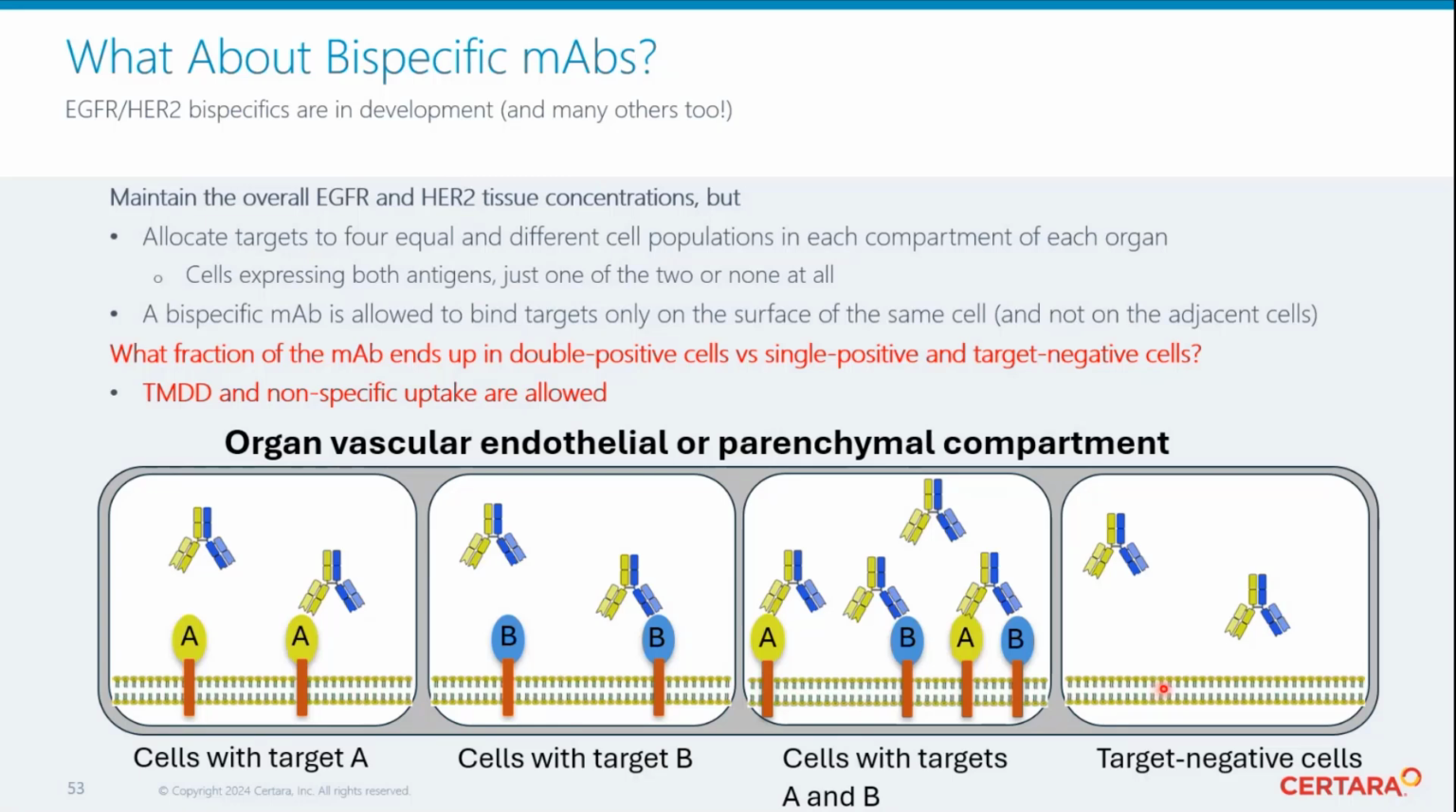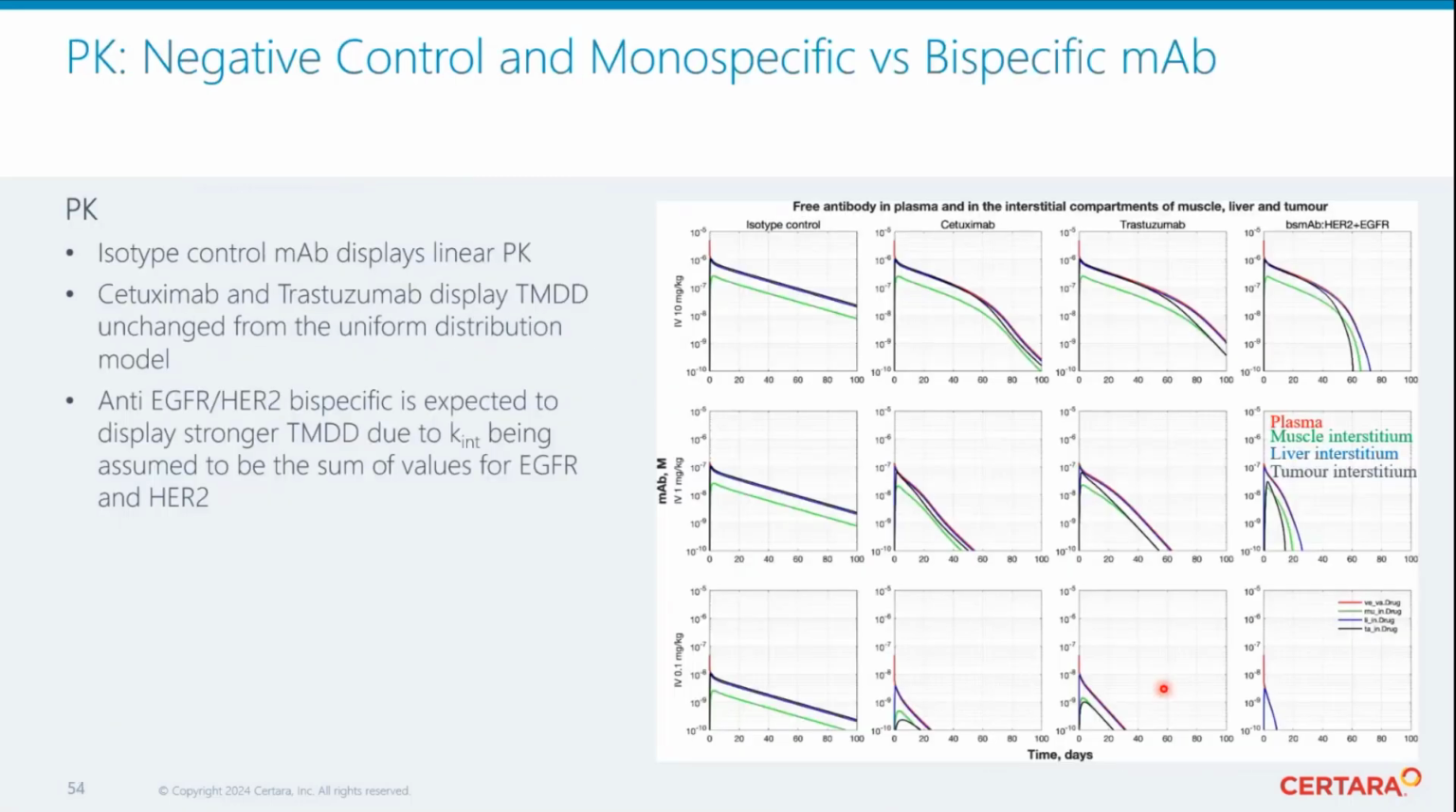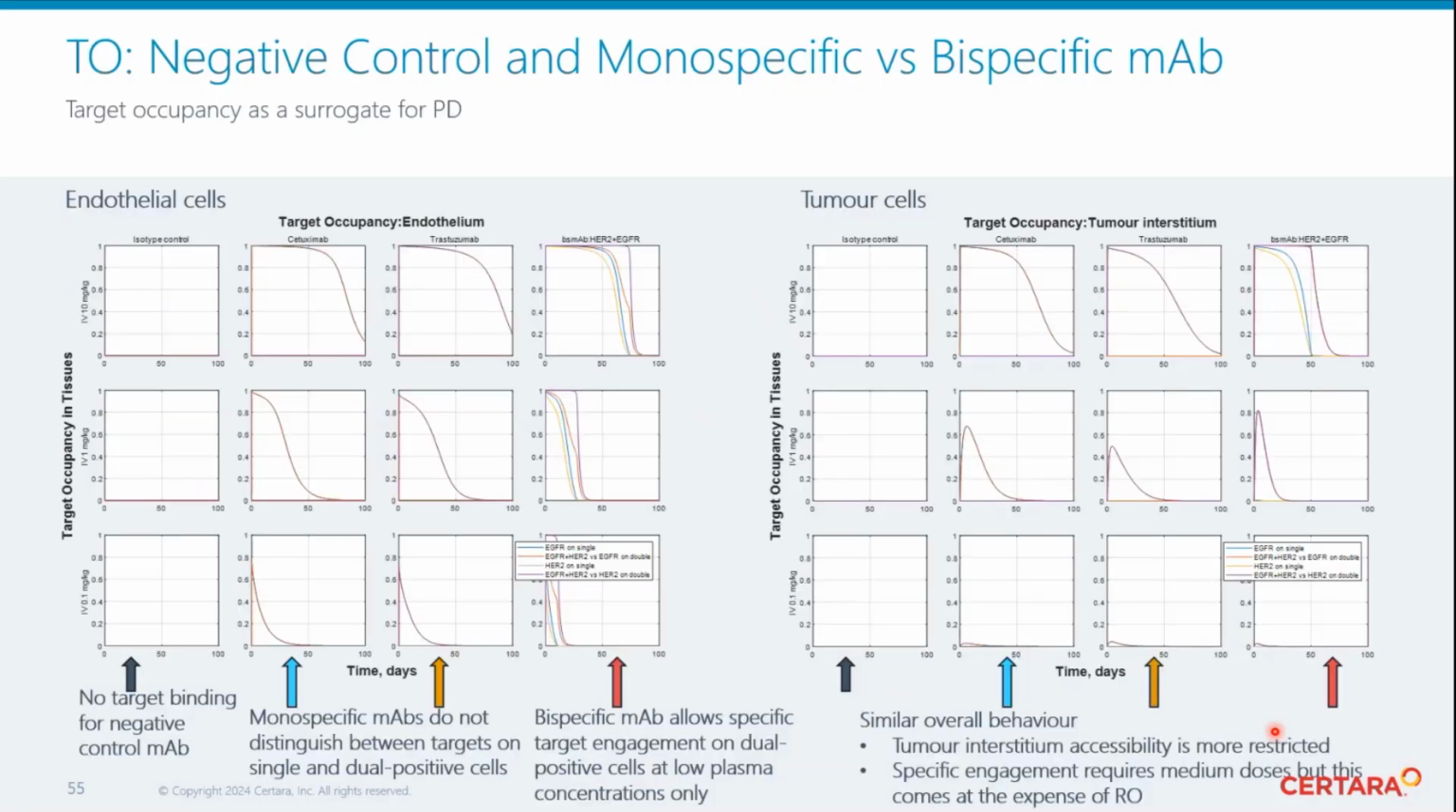So as far as plasma PK goes, the bispecific antibody would probably be cleared more quickly because it can engage more targets, which makes very common sense. And as the dose decreases from 10 mg per kg to 1 mg per kg, it would be gone within a couple of days from circulation.